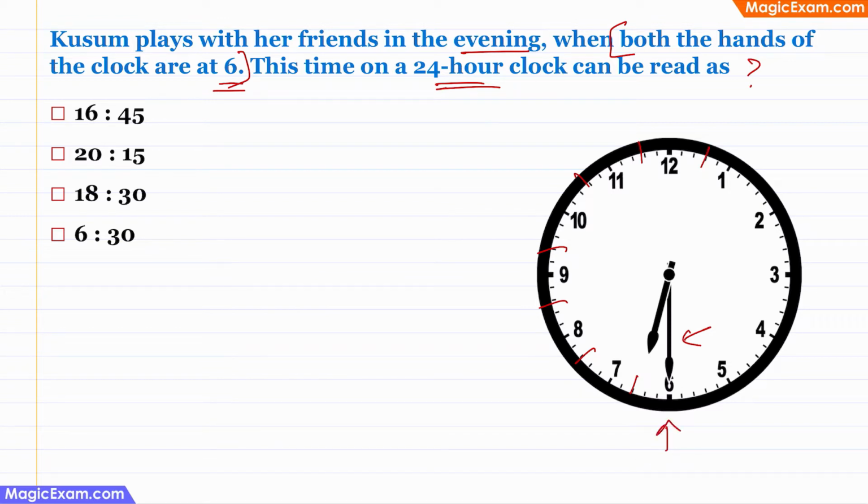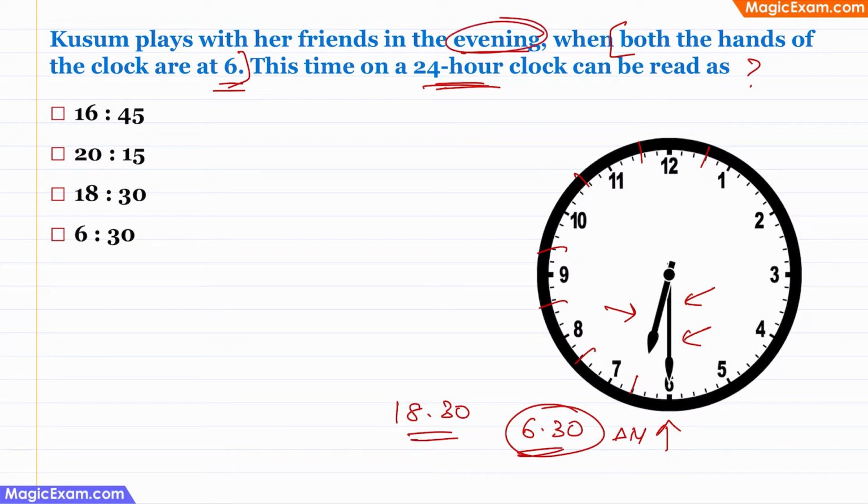Right? But if this question is just saying that the hour hand is near 6 and the minute hand is on 6, then what would be the time in 24-hour clock? So if the hour hand is close to 6 and the minute hand is on 6 like this, then it would be 6:30. Now this 6:30, is it in the morning or evening? If it is morning, it will be 6:30 AM, right? Whereas if it is in the evening, then in the 24-hour clock, it will be 18:30. So since they have mentioned that this is in the evening, the answer has to be 18:30.